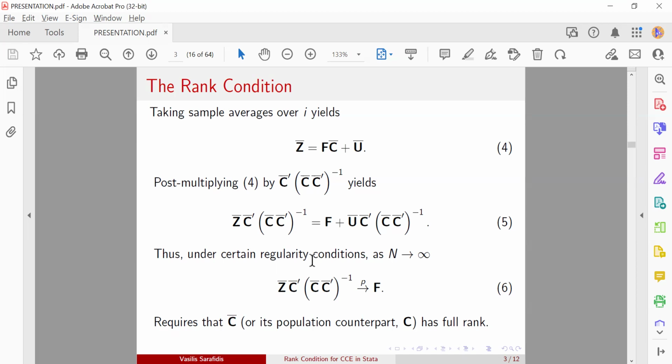Now, the requirement that C has full rank, C is the population counterpart of C bar, is the so-called rank condition for the CCE estimator. And when the rank condition fails, the CCE estimator is no longer consistent in general. For this reason, it is highly important to be able to check whether the rank condition holds true for any given sample.